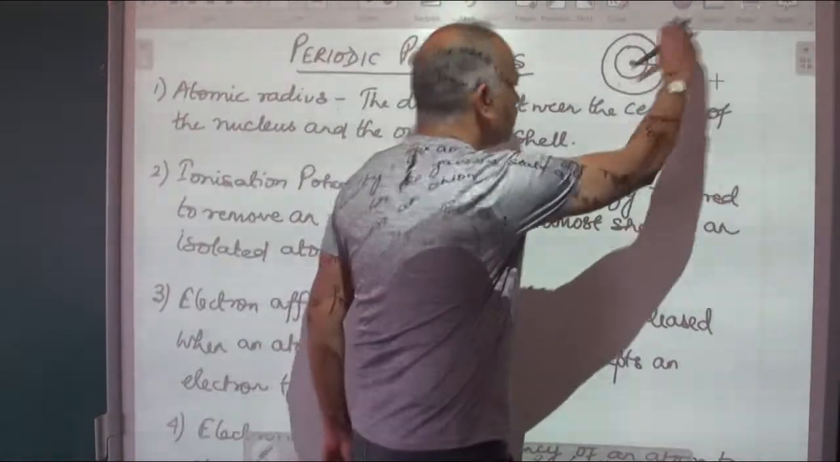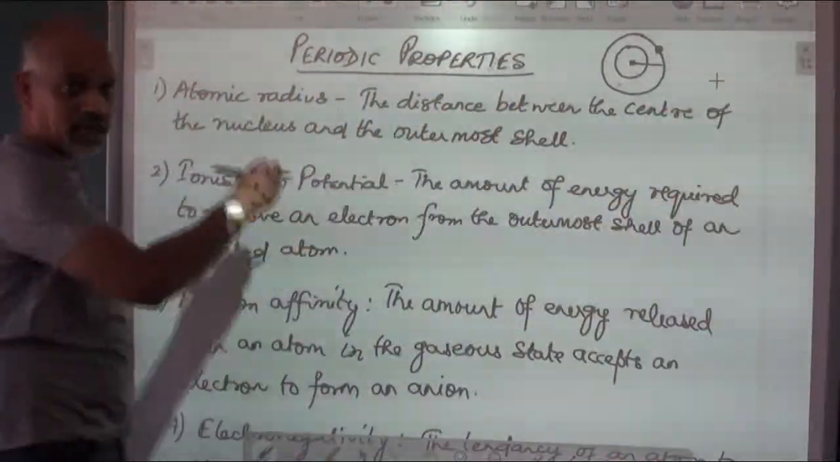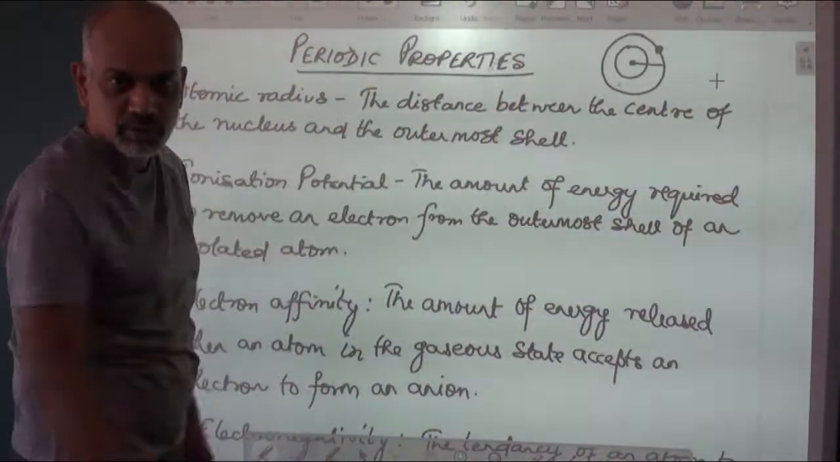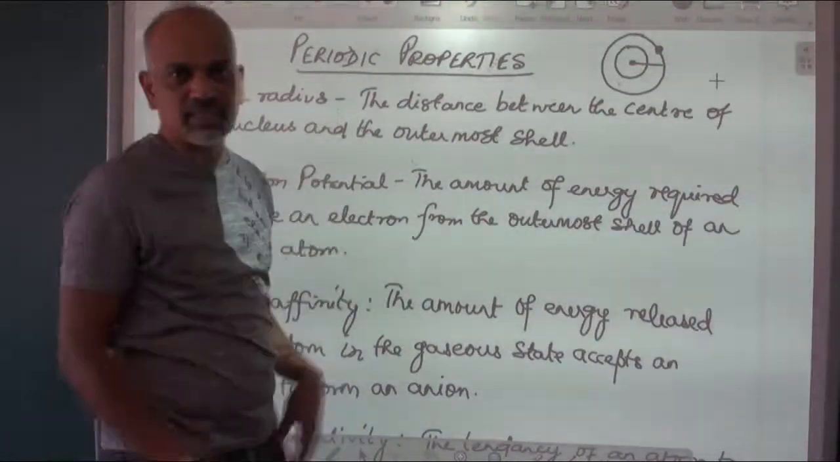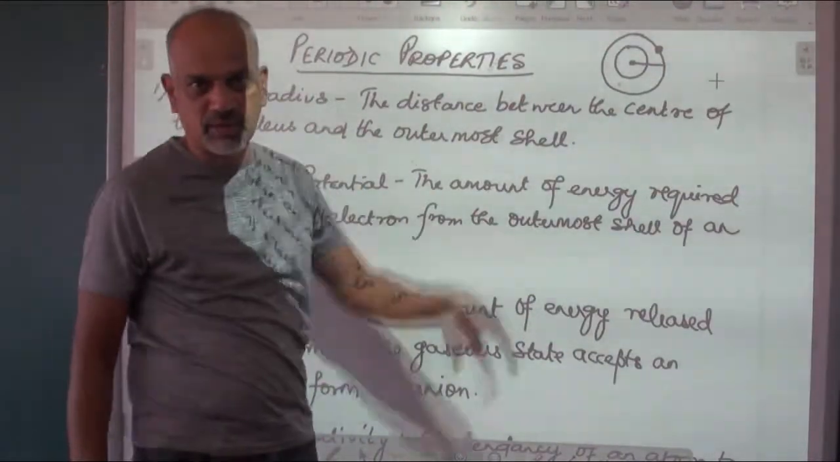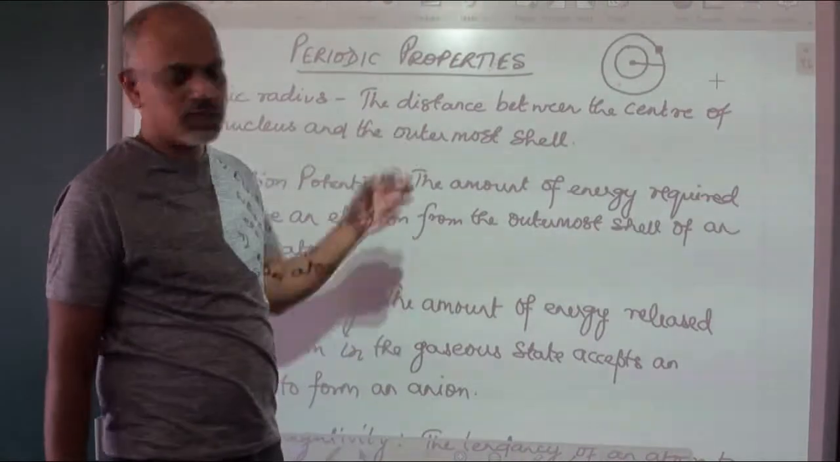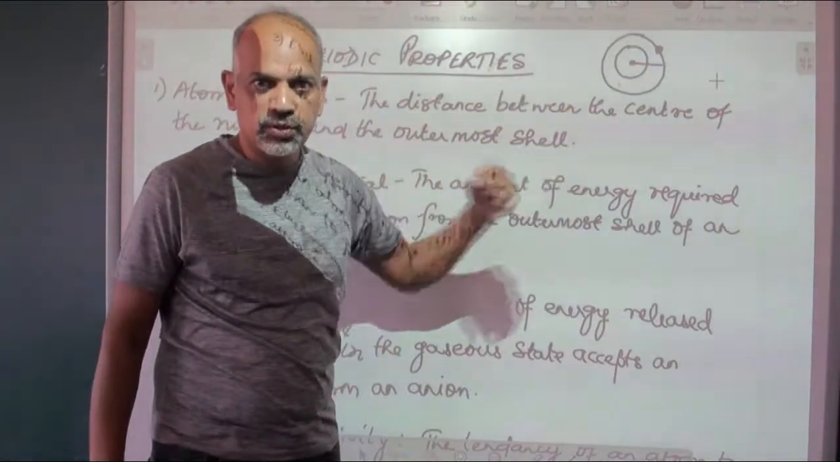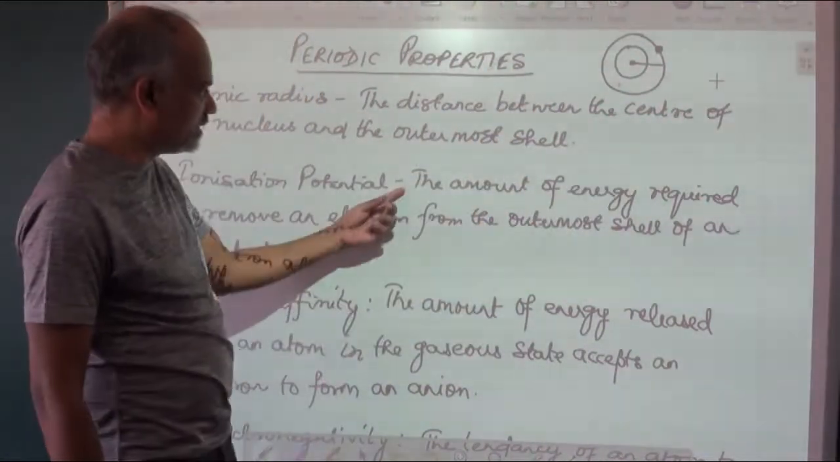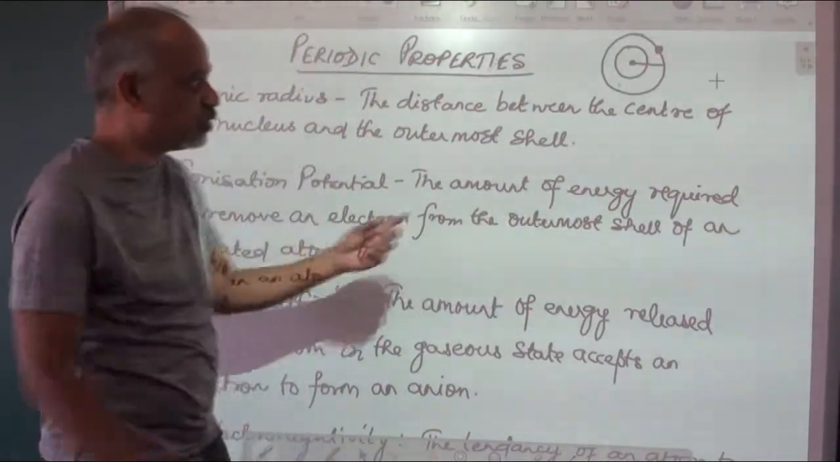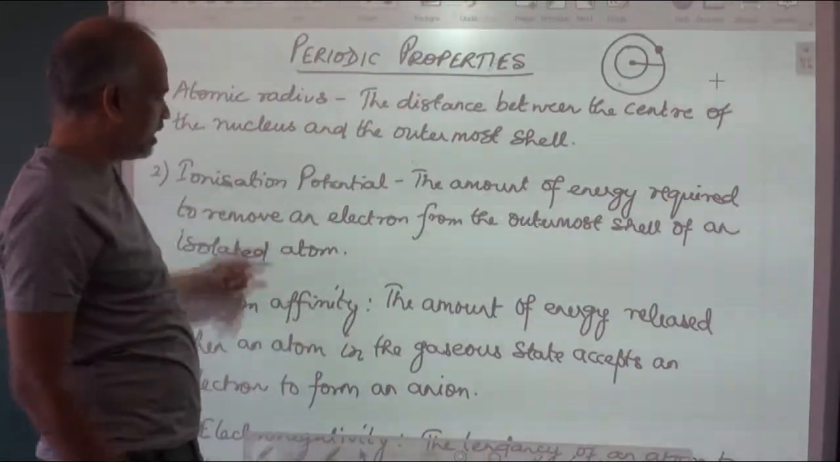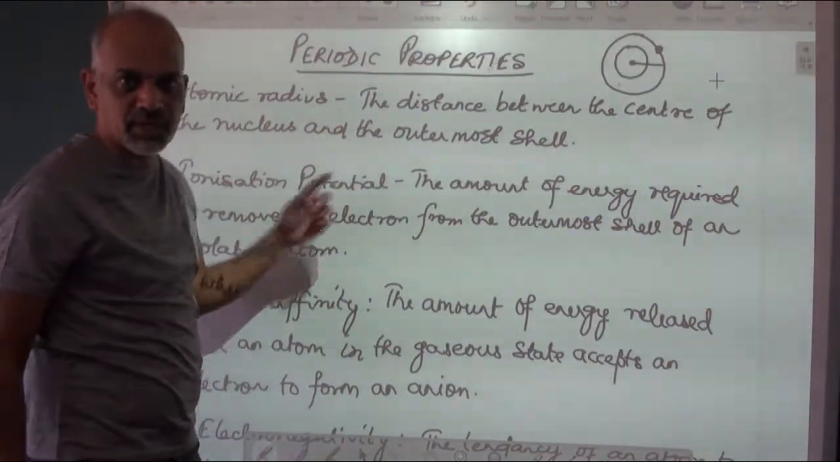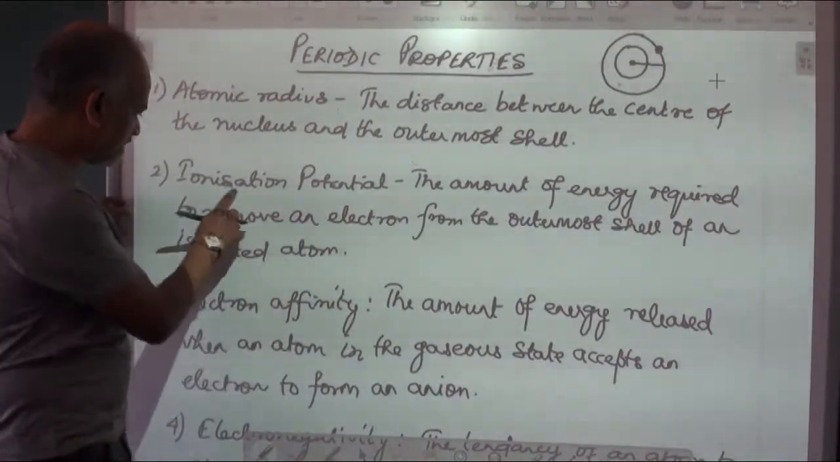Now if you have to remove this electron, there is some energy that is required to remove it. Just like that you cannot remove it. You require some energy to remove this electron. That amount of energy to remove that electron is called ionization potential. That's the second one.